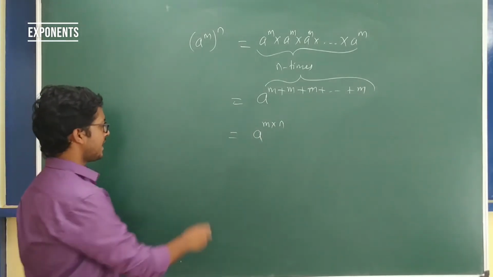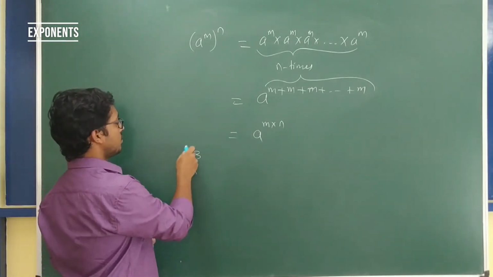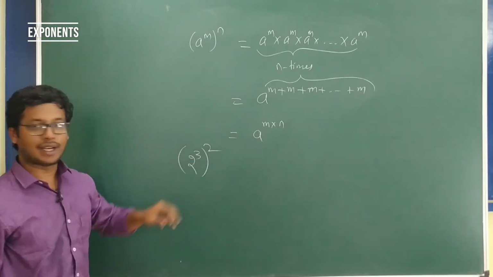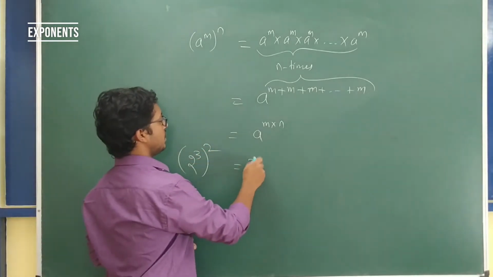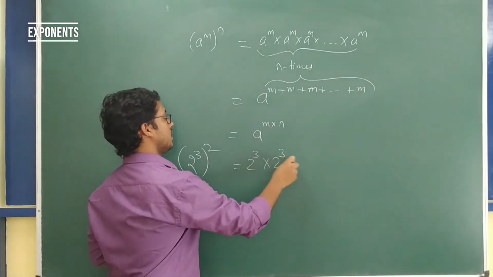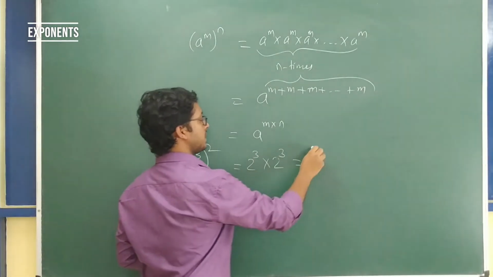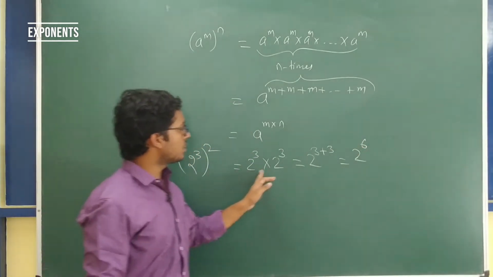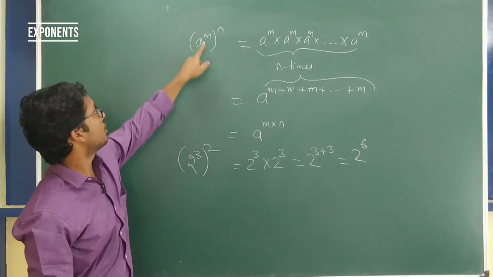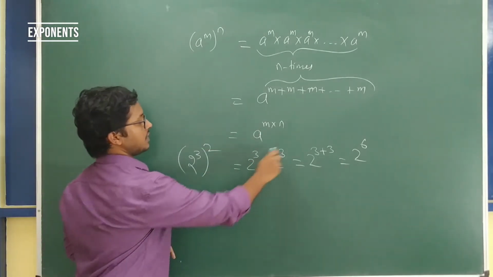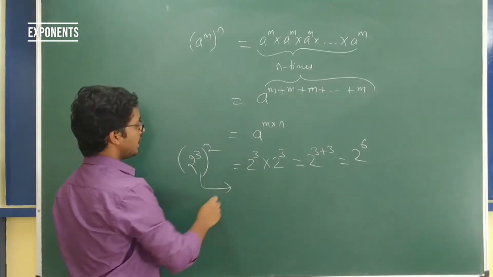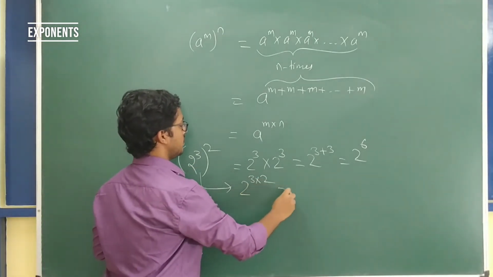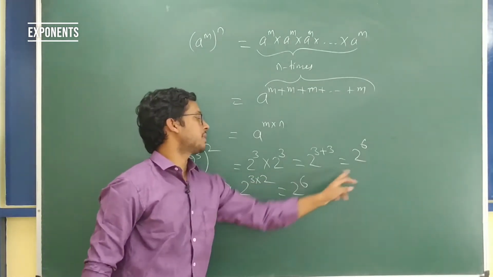So let's take an example. For example, let's say (2^3)^2. I am multiplying 2^3 twice. So essentially it is 2^3 into 2^3, which will be 2^(3 plus 3), which will be 2^6. But we don't have to do this every time. We can use this law and directly write this as 2^(3 into 2), which will be 2^6, the same as this one.